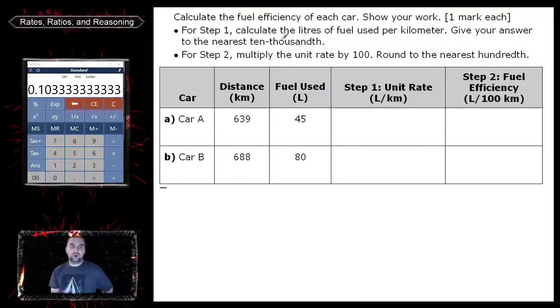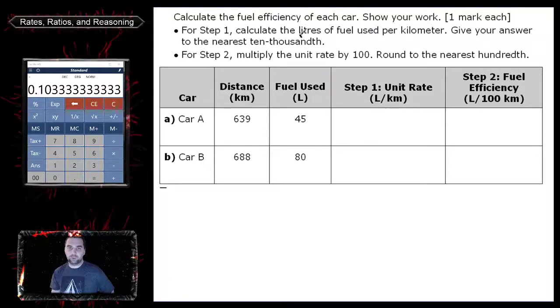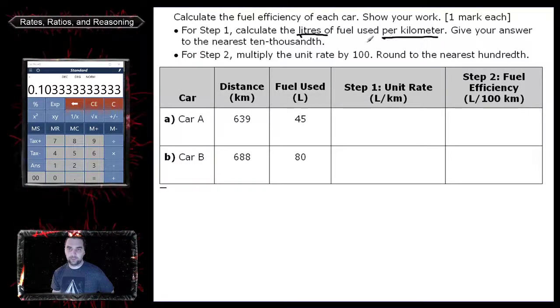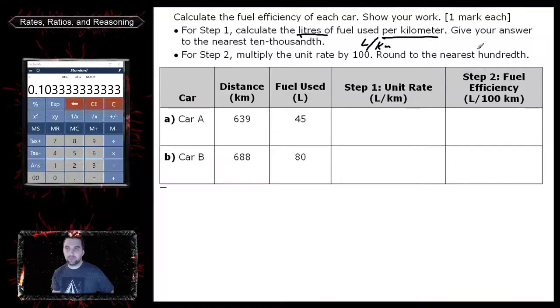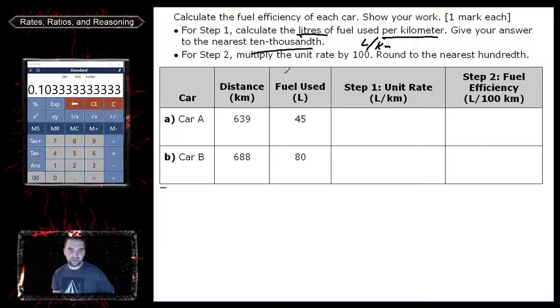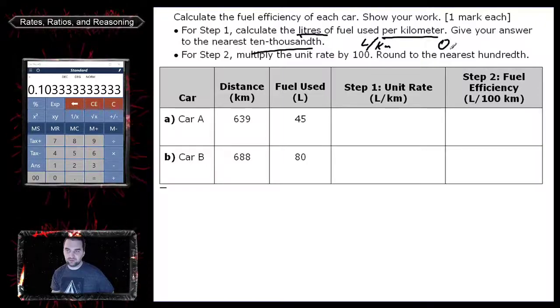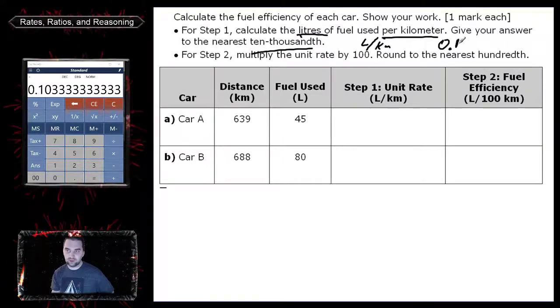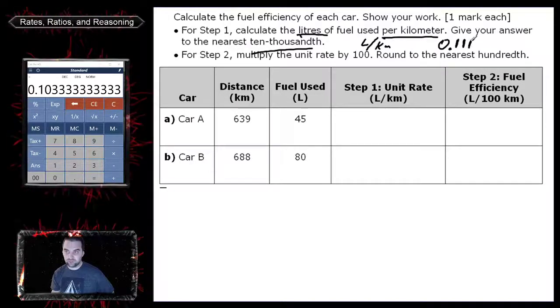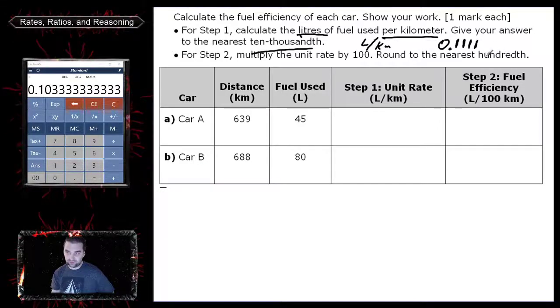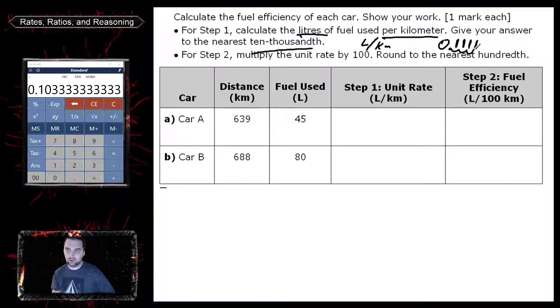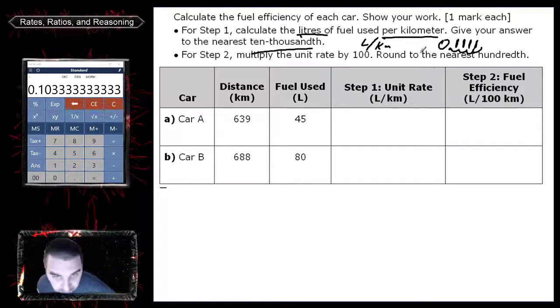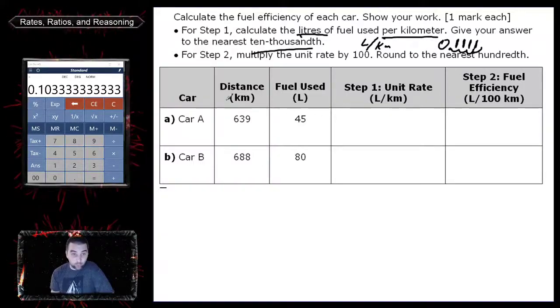It says for step 1, calculate the liters of fuel used per kilometer. So liters per kilometer. Give your answer to the nearest 10,000th. If you don't remember what that is, here's your 10th, here's your 100th, your 1,000th and 10,000th. So 4 things after the decimal. Okay, so we're probably going to get a really ugly number. That's the point made here.